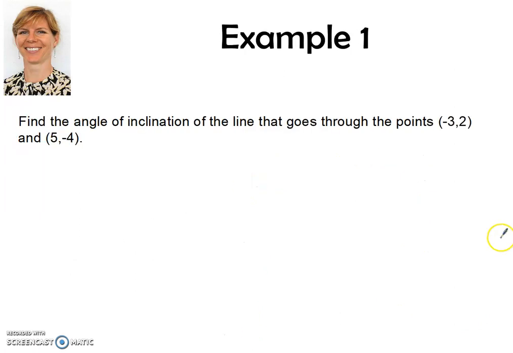So let's have a look at a couple of examples. We want to find the angle of inclination of the line that goes through these points. The first thing you want to do naturally is draw a sketch. So we draw ourselves a little set of axes. We've got (-3, 2), so that's somewhere over here. It's (-3, 2), whoops, not -2. And this is (5, -4), somewhere down here. (5, -4).